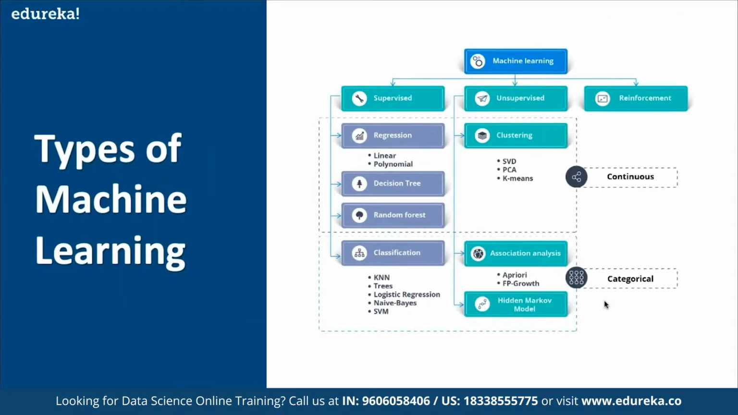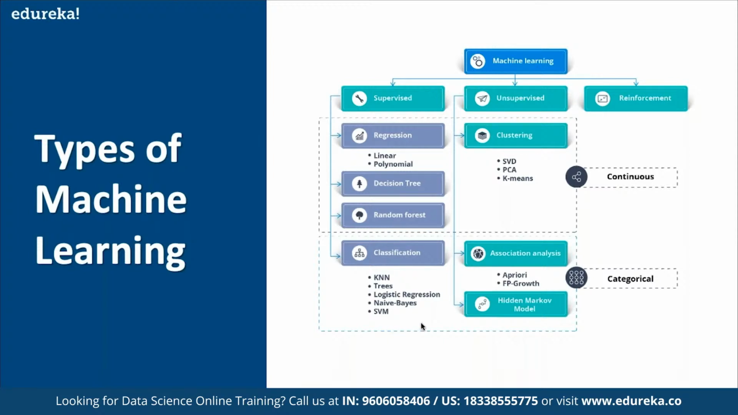Again, under supervised, we have multiple models, like regression, decision tree, and we have different models currently available. Whereas under unsupervised, we have multiple models, like clustering, association analysis, and hidden Markov model. So again, KNN, decision trees, logistic regression, naive Bayes, and SVM, they all are types of classification.